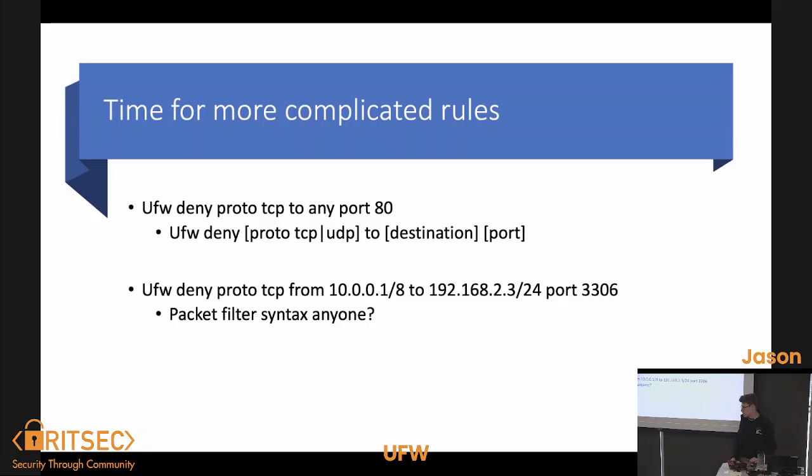So this gets into the syntax that packet filter uses. Here we have ufw deny, so we're blocking this traffic. We're just going to drop it. Then we're specifying a protocol, proto TCP, to any destination. So this is an IP address, port 80. Basically we're blocking TCP traffic to port 80 to any destination inside of our host network.